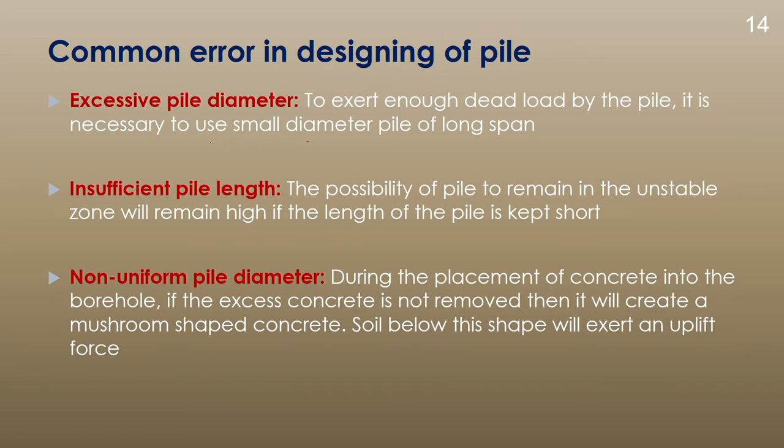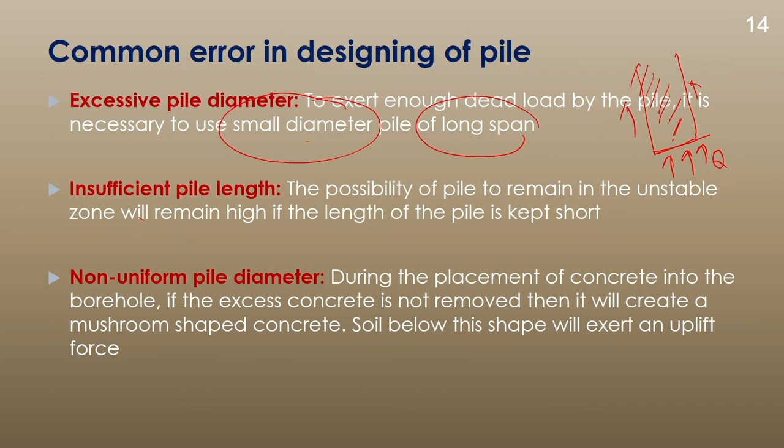Instead of that, we should go for a longer pile of small diameter, because if we go for a shorter pile with larger diameter, the uplifting pressure will be more, as the surface area of the pile will be more. And also, if the pile is of short length, then the uplifting pressure will also be acting at the bottom of the footing. The next is insufficient pile length.